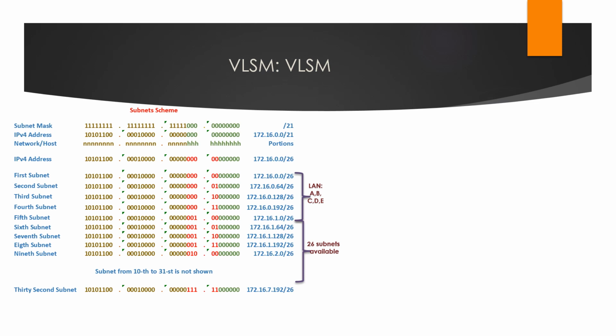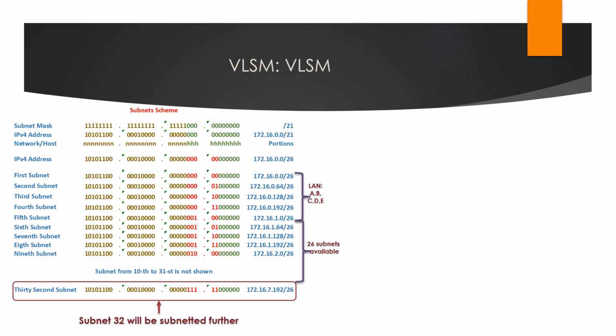the 32nd subnet, and what we will do, we will subnet that further, and we will create subnets with another subnet mask, where the subnet mask will be much bigger, and that's why we use variable length subnet mask. We can create subnets with different subnet masks. And let's write down again the IPv4 network address for the 32nd subnet.